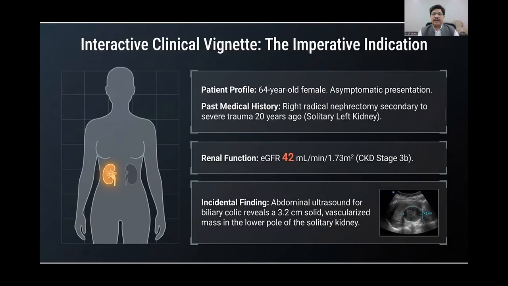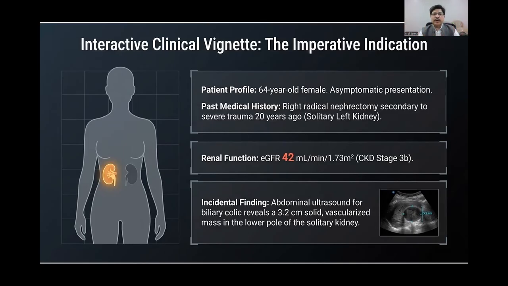In that kidney, eGFR is 42, already stage 3B CKD, and she doesn't have any symptoms. Incidentally, an abdominal ultrasound, done for biliary colic, reveals a 3.2 centimeter solid vascularized mass in the left pole of the solitary kidney. How do I go ahead? She is such a tricky case. A 64-year-old female, asymptomatic. She underwent nephrectomy 20 years back because of trauma, not cancer.